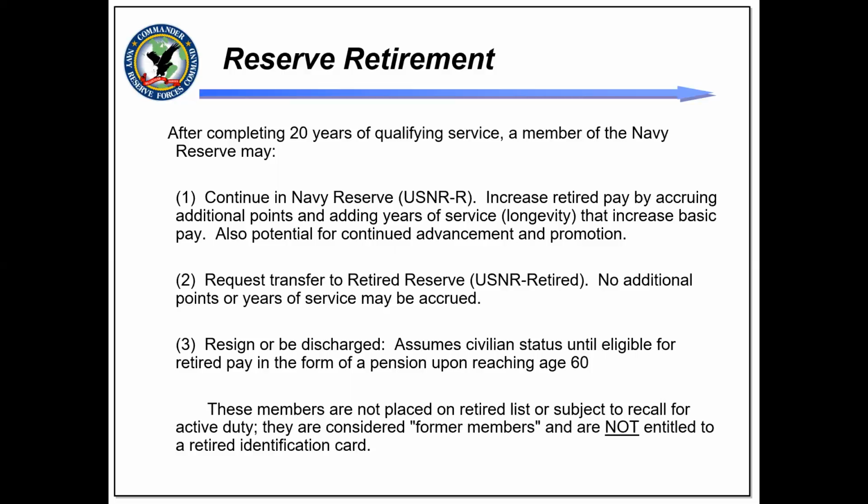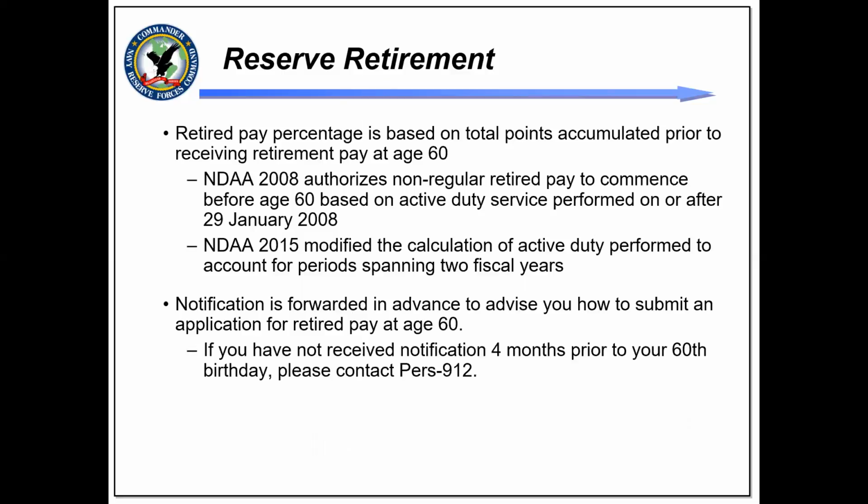3. Resign or be discharged. Assume civilian status until eligible for retired pay in the form of a pension upon reaching age 60. These members are not placed on retired lists or subject to recall for active duty. They are considered former members and are not entitled to a retirement identification card. Retirement pay percentage is based on the total points accumulated prior to receiving retirement pay at the age of 60.